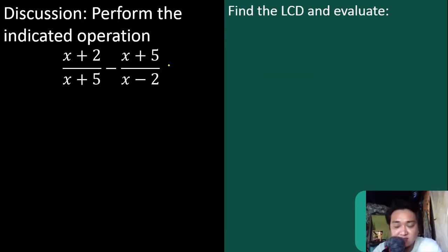Okay, so the last example that we are going to have, we are going to subtract the quantity x plus 2 over x plus 5 minus x plus 5 over x minus 2. So again, we're going to find the LCD. The LCD will be simply x plus 5 times x minus 2. And let us try to divide. We divide this quantity here over here.